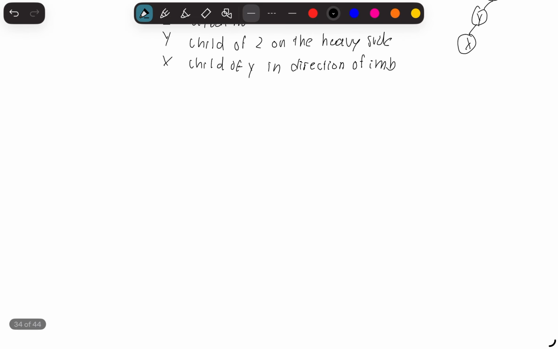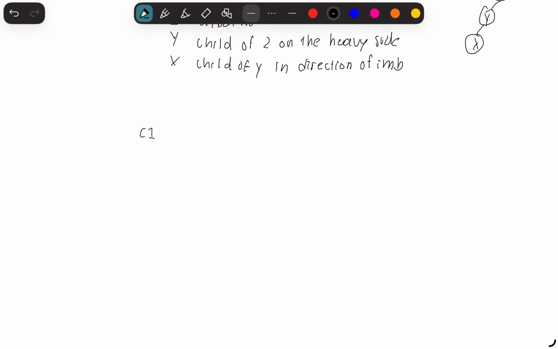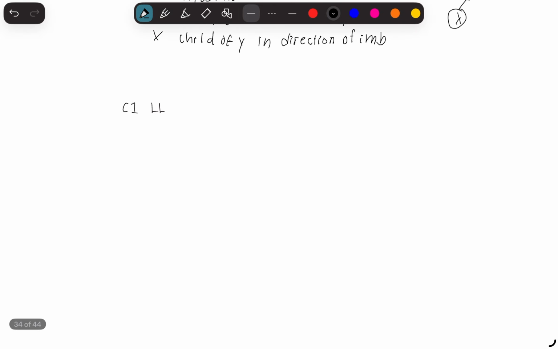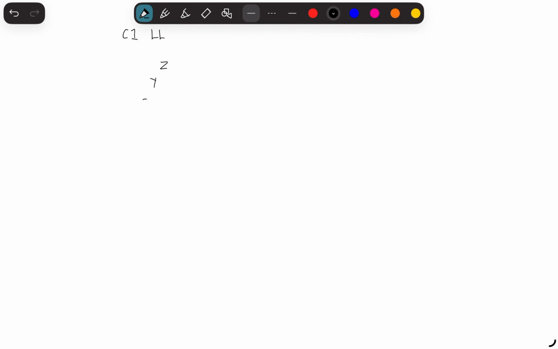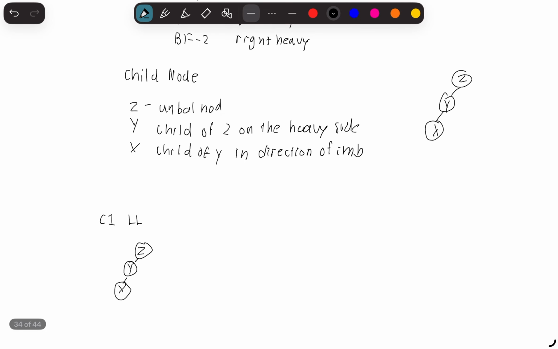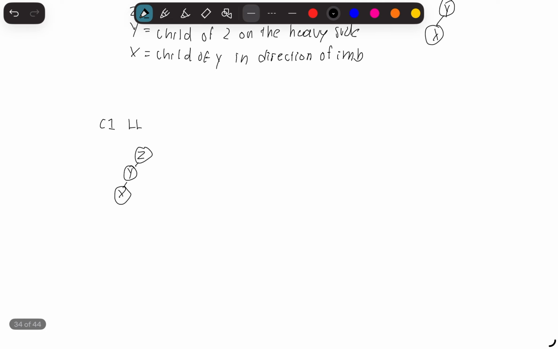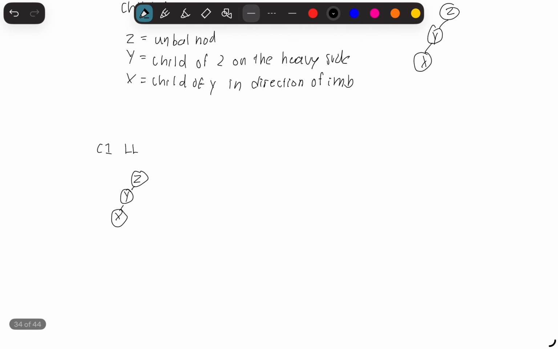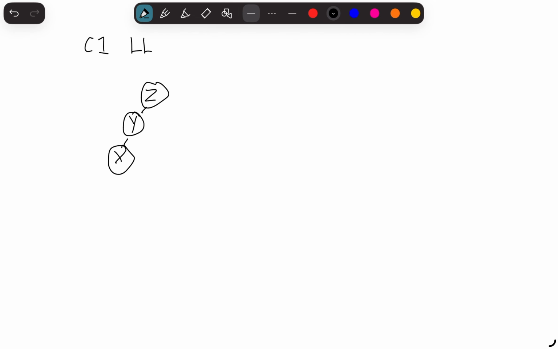So let's talk about our specific cases. Case 1 is going to be your left-left. The reason why it's called left-left is because the majority of your graph is going to lie on the left side. So you're going to have Z, Y, and X like this. And those are the positions that they're going to be at for each of the identifying nodes that you have to see. These are the nodes that you're going to have to identify, and then based off of which one it is, Z, Y, or X, that's going to tell you which one you're going to have to rotate in order to fix this tree that is unbalanced.